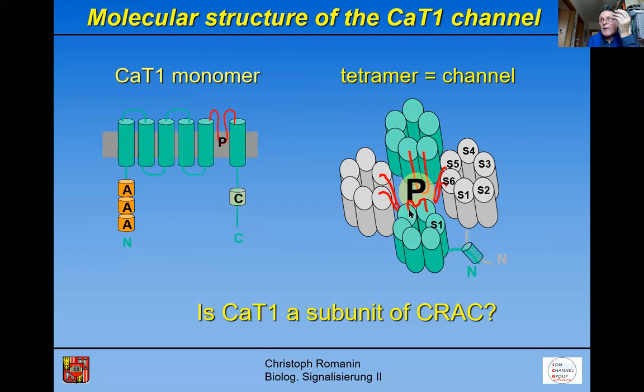So, of course, maybe the idea came up. It could be because usually all these channels work in a way that you have a tetrameric assembly, meaning four monomers have to come together to form a functional channel. And you can see here a cartoon of an ORAI1 monomer with these classical 6 transmembrane helices. Here we have the P-loop, the selectivity filter, which gives the high selectivity for calcium, and some additional structures here. We will talk about them later.